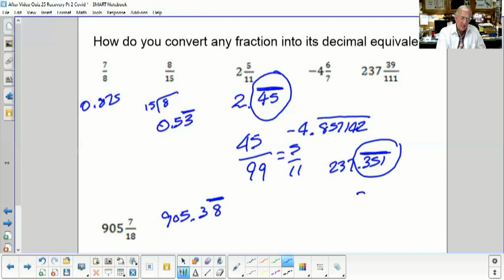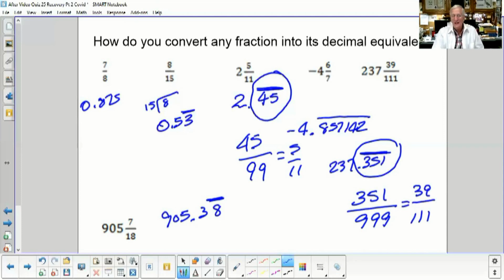You can simply just take 351 and put it over 3 nines. And guess what? If you reduce 351 over 999, it'll reduce to 39 over 111. It turns out that 9 goes into both of those numbers, okay? And it reduces very nicely to 39 over 111. I will never make you reduce your fractions once you convert them either, okay?